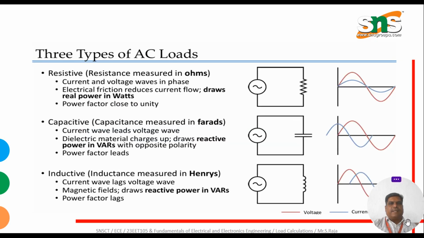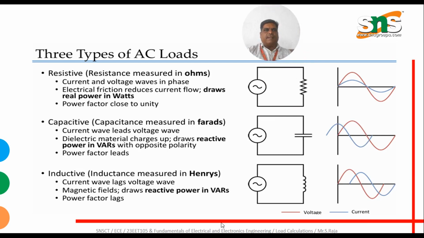Three types of AC loads are used in general applications. One is the resistive load, the second is the capacitive load, and the third is the inductive load. Resistive load is measured in ohms. Current and voltage waves are in phase. Electrical friction reduces current flow and it draws real power in watts. Next, the power factor is very close to unity. This figure shows the load connected as a resistive load.